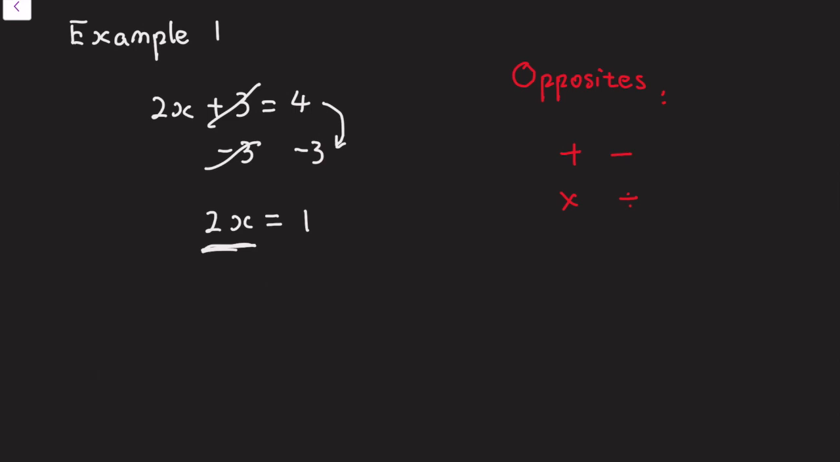x is currently being multiplied by 2, and we know that the opposite of multiply is divide. Also, we do the same thing on both sides of the equation. We divide by 2 here, and we divide by 2 on the other side of the equation. Now we can cancel the 2 here, because 2 divided by 2 is 1. On the other side, 1 divided by 2 is 1 over 2. Finally, we have solved the equation.